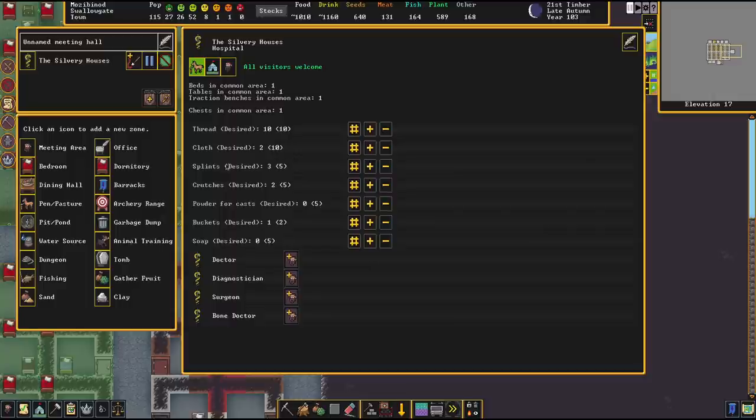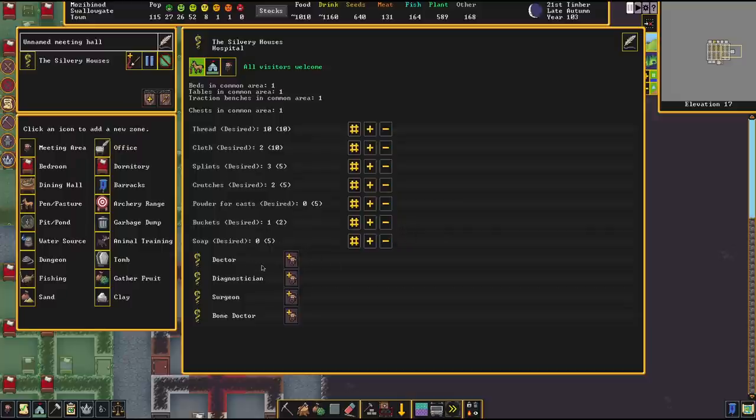Splints and crutches don't work like that, because they're exact numerical things. Cast powder and soap are 150 units per stockpile unit. So if you have 1 unit of soap in your stockpile, you can have 150 treatments of soap in your hospital. That's why low numbers suffice. All right, so enough of all this detail.